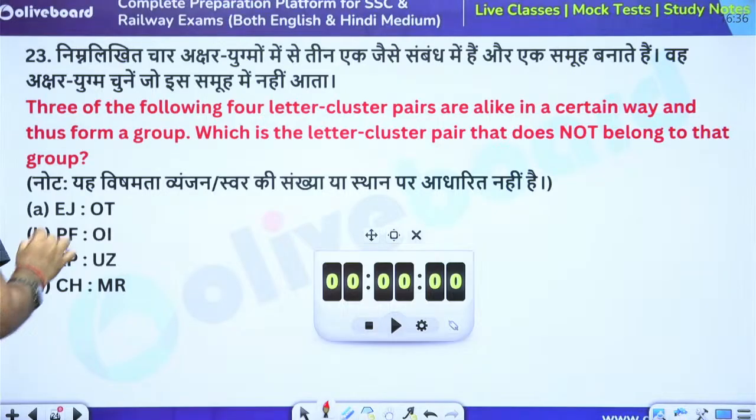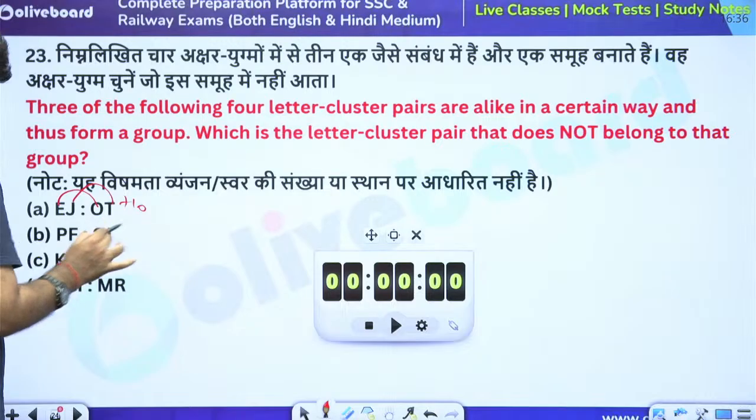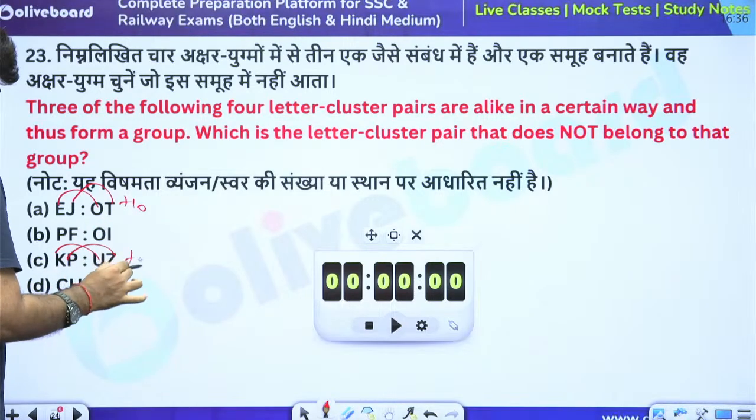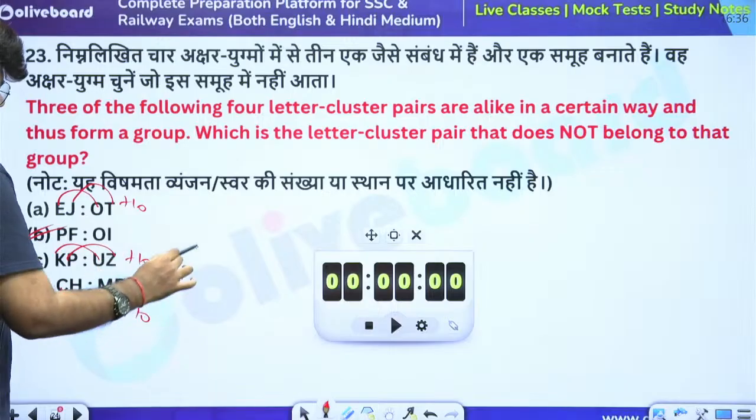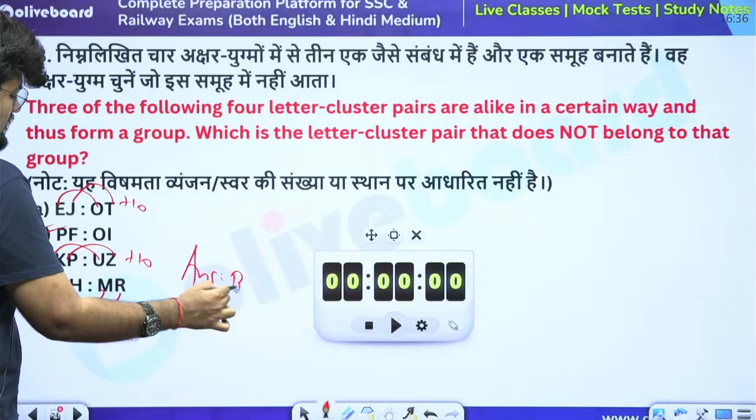So this is also pretty easy if you observe it like this: plus 10, plus 10, plus 10, plus 10, plus 10, plus 10. But option B does not follow that logic, so option B is the correct answer.